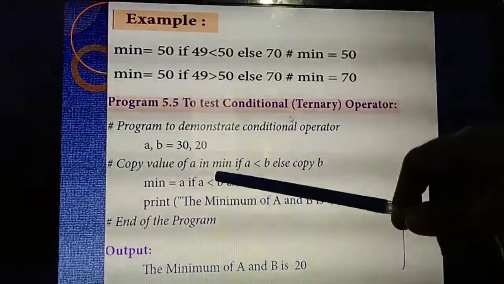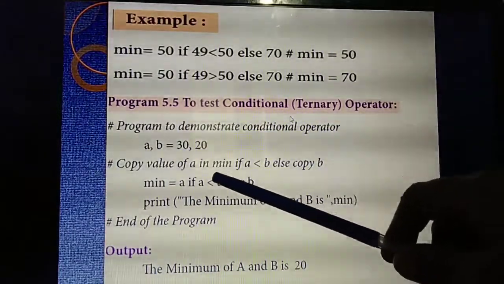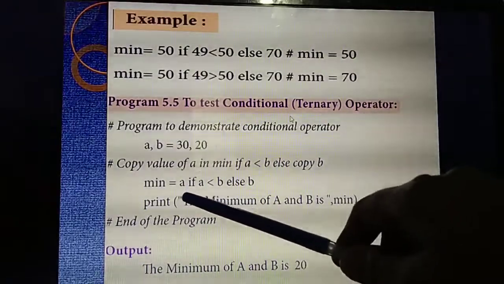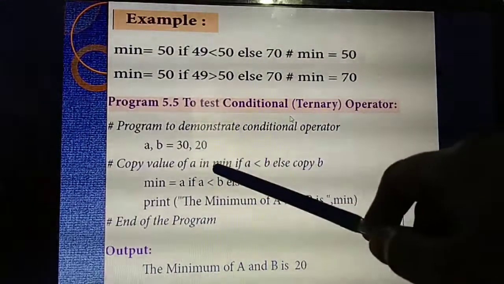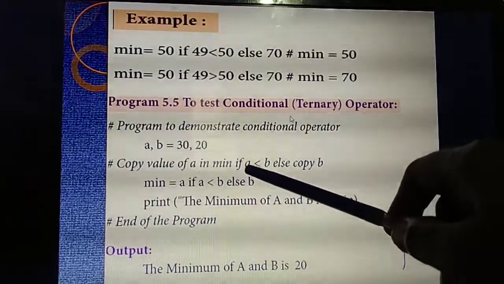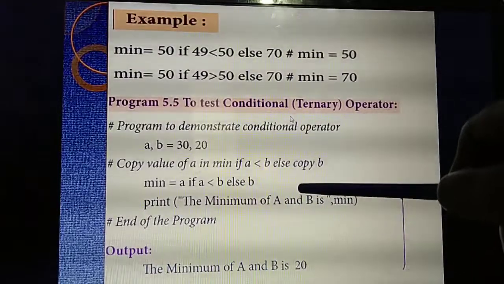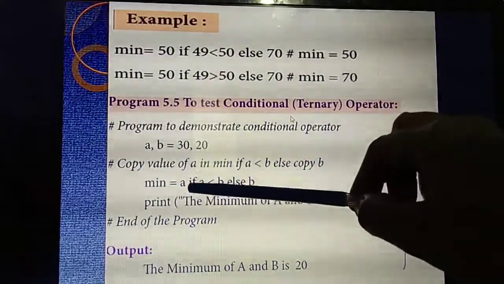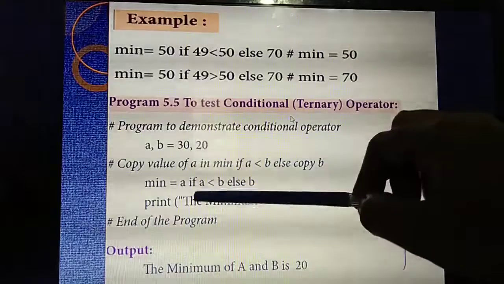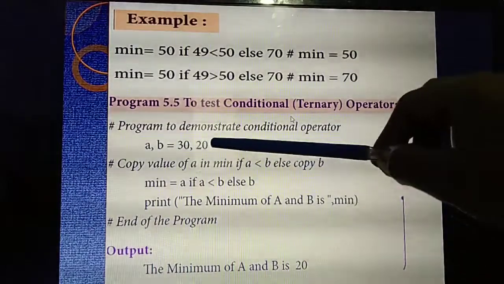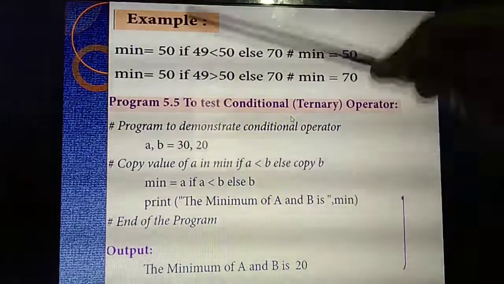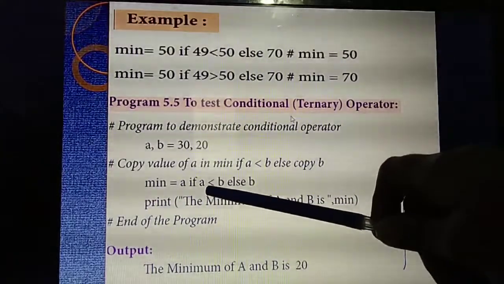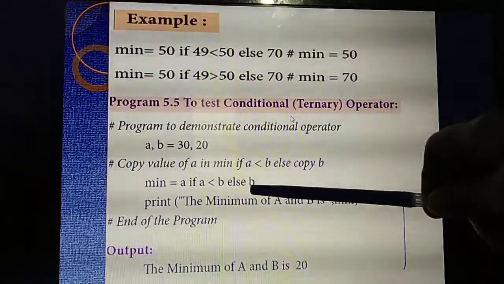20. So next the condition is minimum equal to A. What's the minimum equal to A? For that only they have given. See, copy the value of A in minimum if A is greater than B, else copy B. Same one. See, what's the value? Minimum, substitute the values. Minimum equal to A. A means 30. If, what's the condition? A greater than B, that means 30 less than 20. Which condition? A, substitute here, 30 less than 20, else 20.